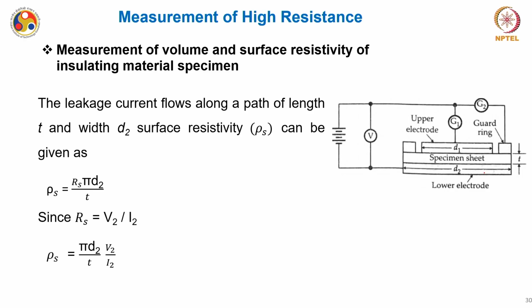The leakage current flows along a path of length T, which is the thickness of the specimen, and width D2, with the surface resistivity rho s given as RS into pi D2 by T. RS we already know from the galvanometer connection as V2 by I2, so you can easily find rho s as pi D2 by T into V2 by I2. This is how you measure the volume and the surface resistivity of the insulating material, and once you know this, you can also calculate RS and RV.